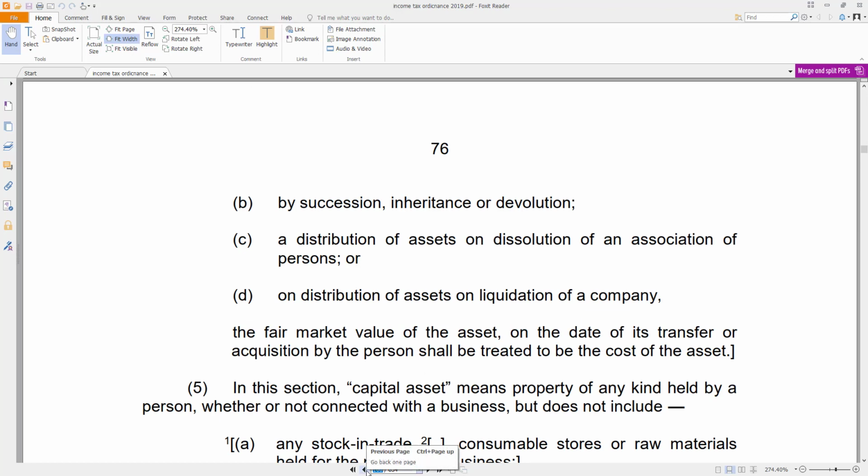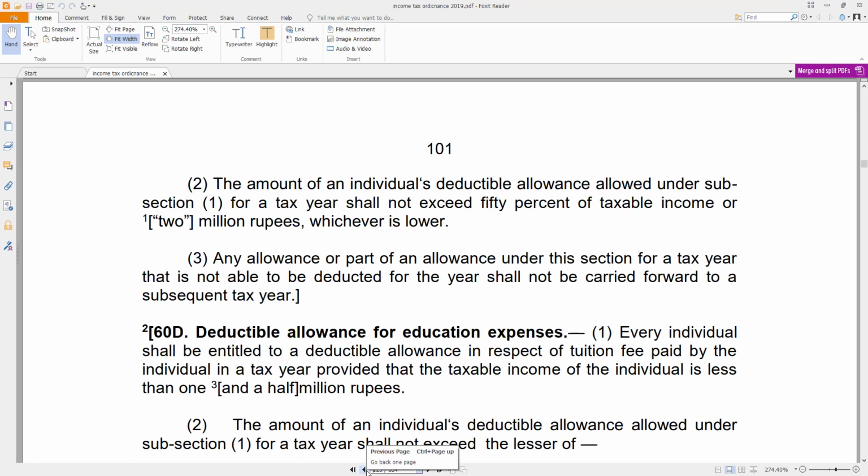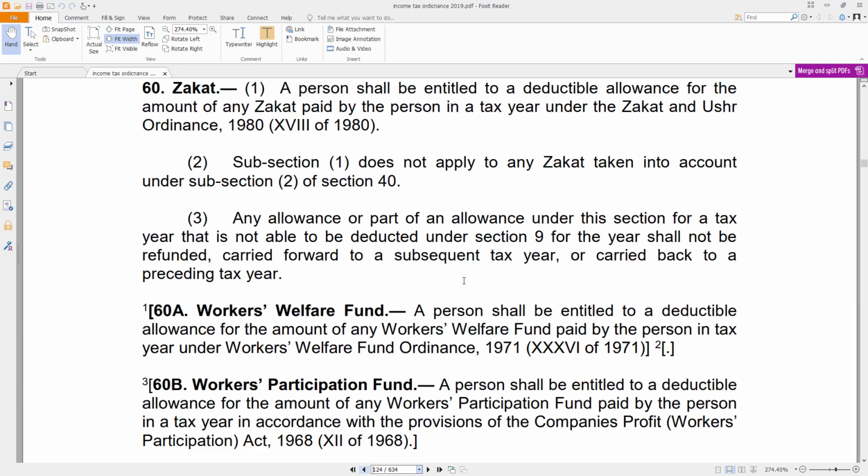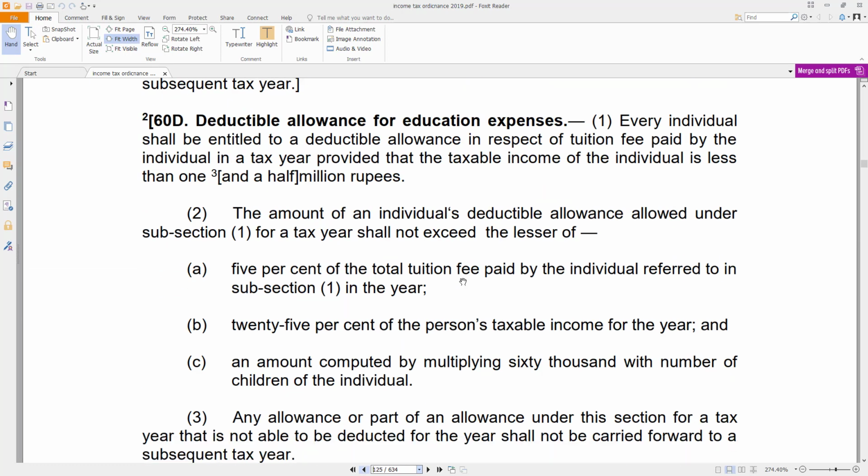So it would be around 125, right? So these are deductible allowances, and for the educational expense, you can see that we saw the lesser of 5% of the total tuition fees, 25% of the person's taxable income, or the amount computed by multiplying 60,000 with number of children. So this is the same that we have already discussed in the previous lecture. I just wanted to give you an idea.